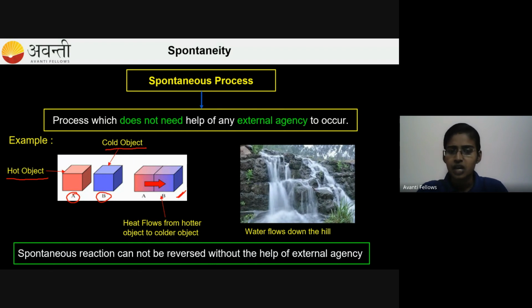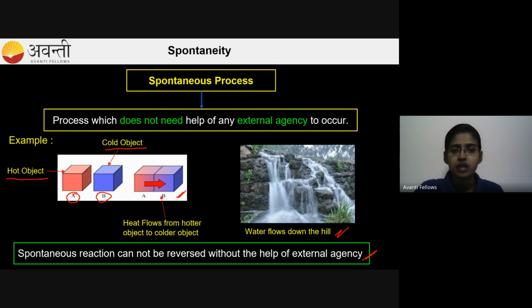And one more example: water flows down the hill. Water is coming from the top of the hill, and in this case I am not pulling this water each and every time. It automatically falls down, so it is a spontaneous process. A spontaneous reaction cannot be reversed without the help of an external agency. If there is no external agency, then this spontaneous reaction cannot be reversed.